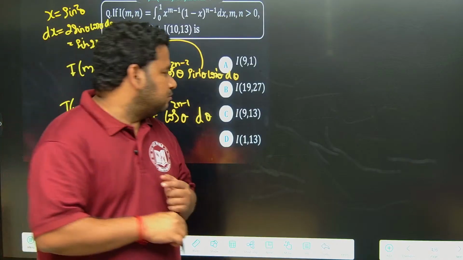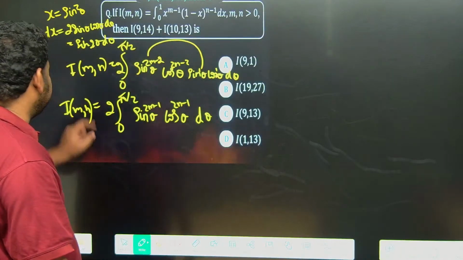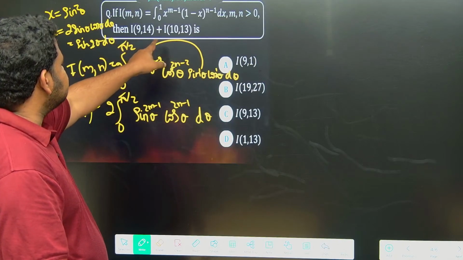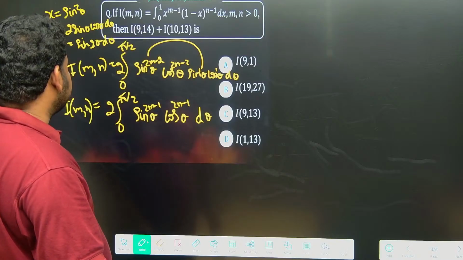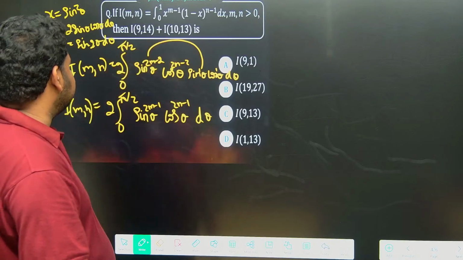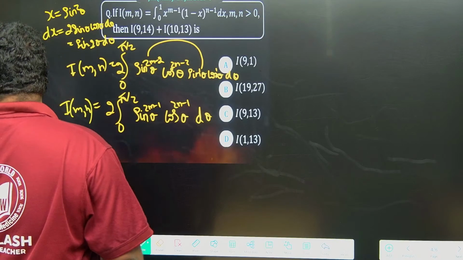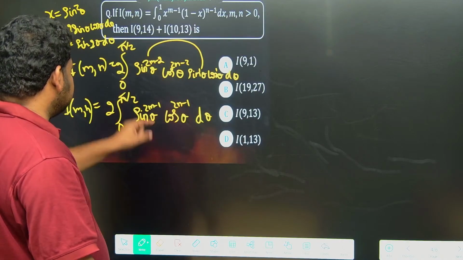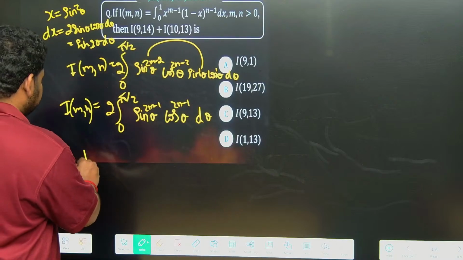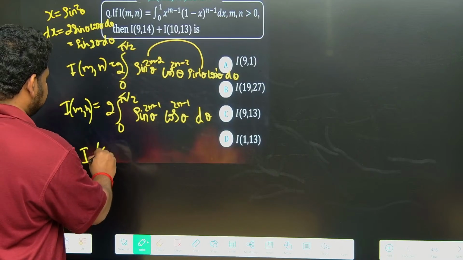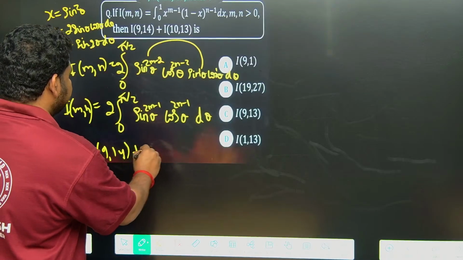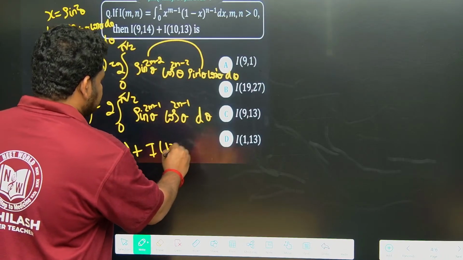Clear? Now moving forward, we have I of m comma n. So directly I want what? I of 9 comma 14 plus I of 10 comma 13. Correct? Now here I am having sin to the power 2m minus 1 cos to the power 2n minus 1. Now I of 9 comma 14 plus I of 10 comma 13.